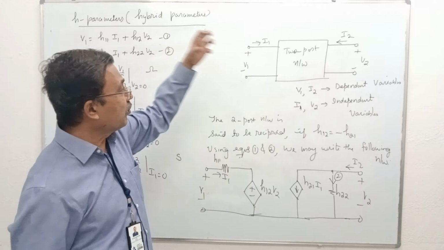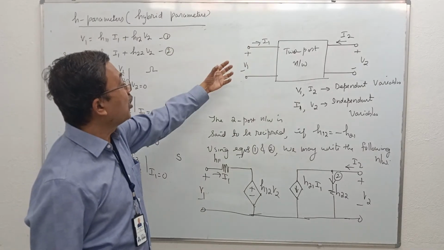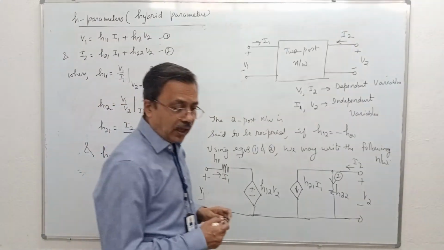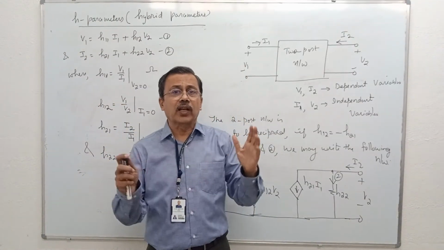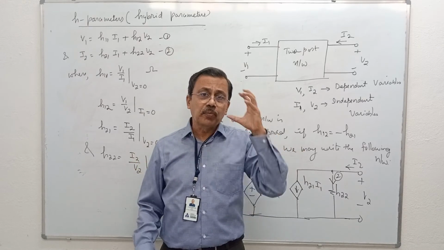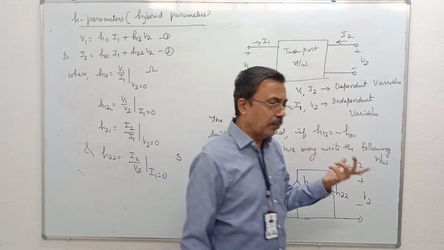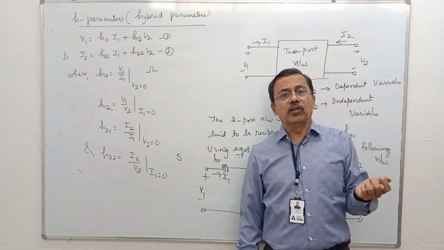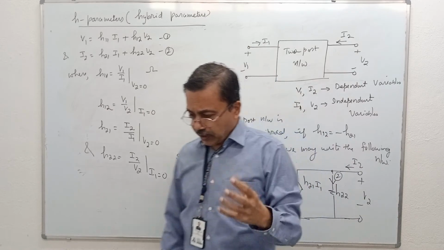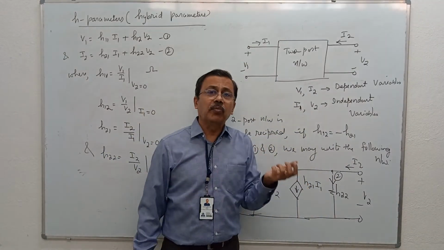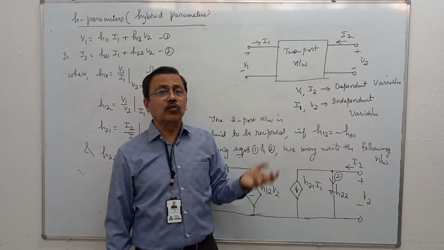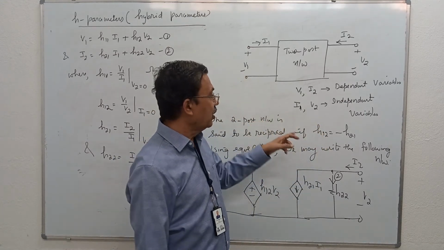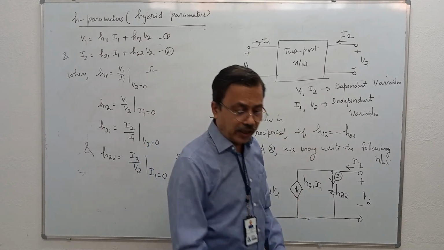The two-port network is said to be reciprocal if H12 equals minus H21. I told in the class, if you have a network having no dependent sources, it has to be reciprocal. When using Z parameters, if you want to check reciprocity, what is the condition? Z12 is equal to Z21. If you want to check reciprocity using Y parameters, what is the equation? Y12 equals Y21. Using H parameters, what is the condition? H12 is equal to minus H21.